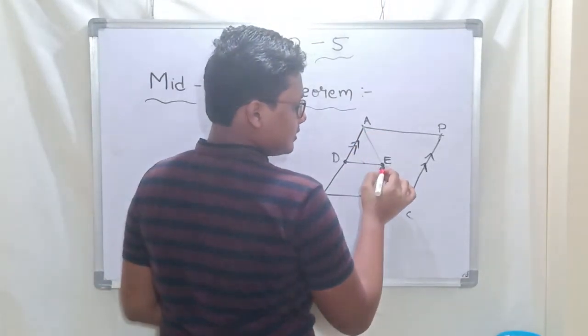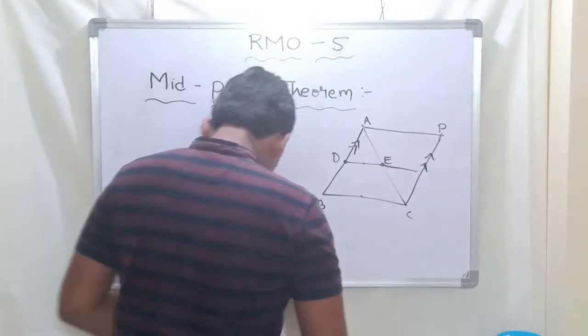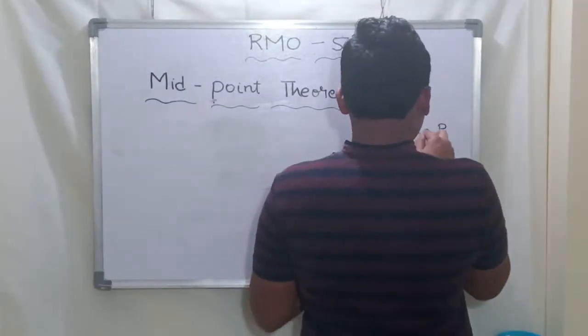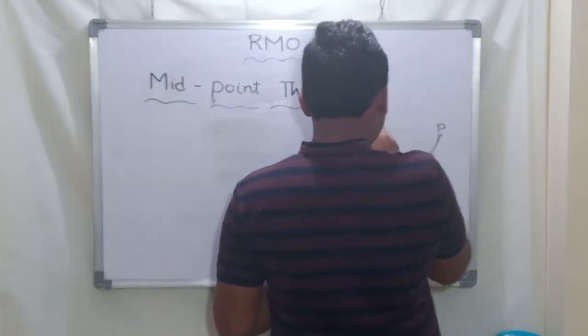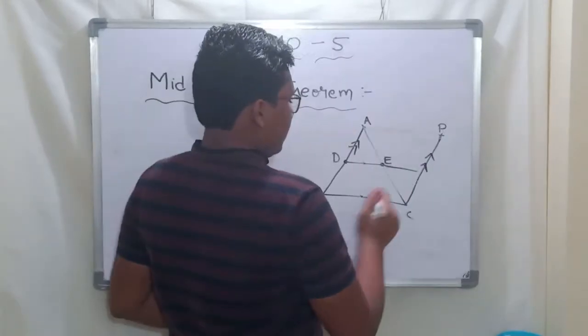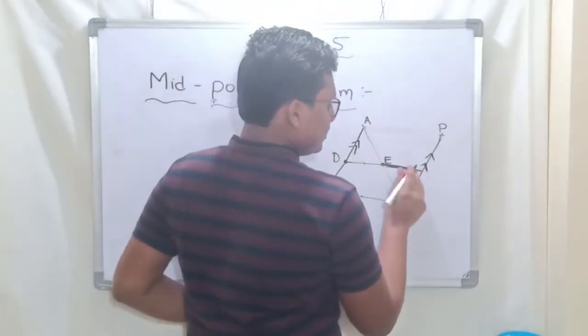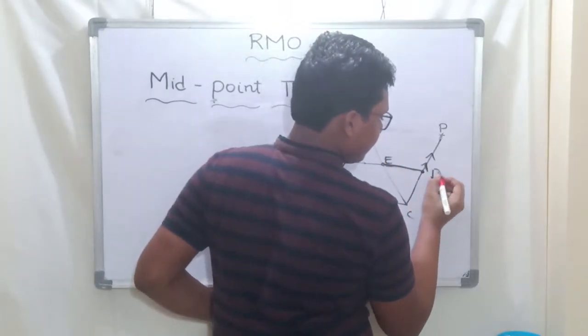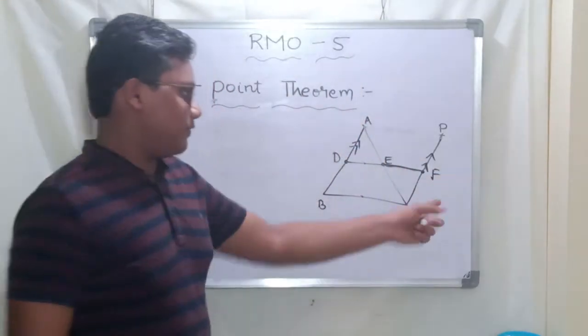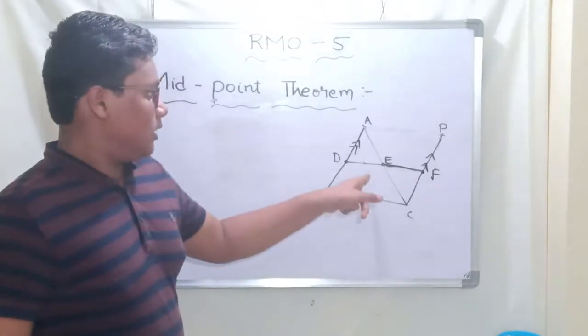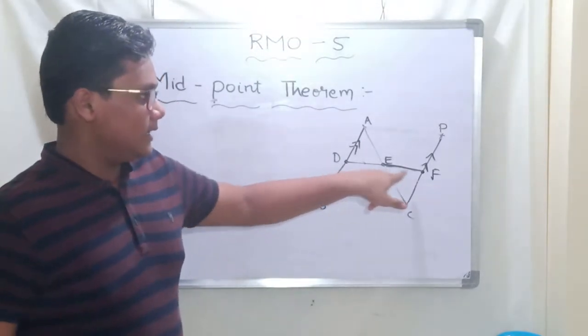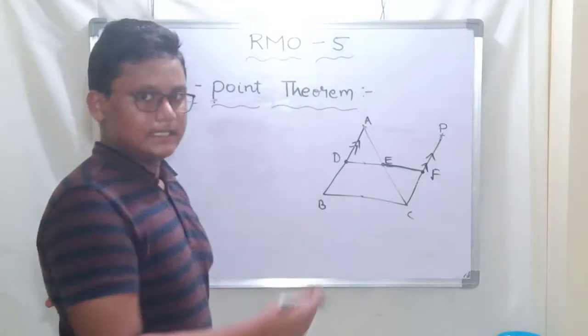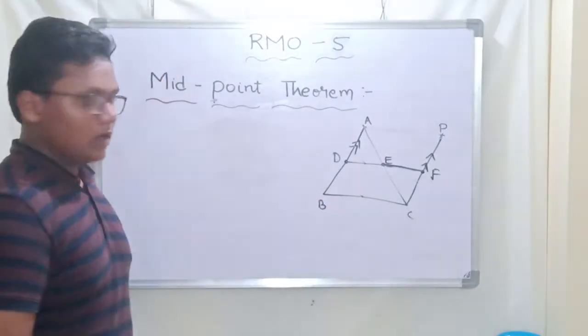We need not join AP. We'll take a point F here, where DE extended meets the line CP at F.